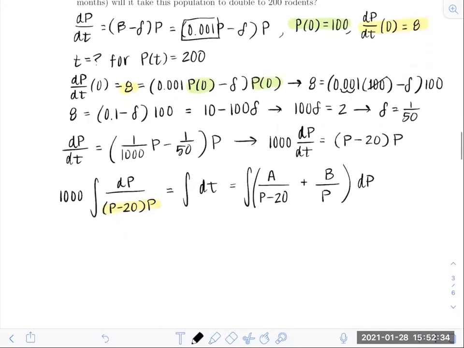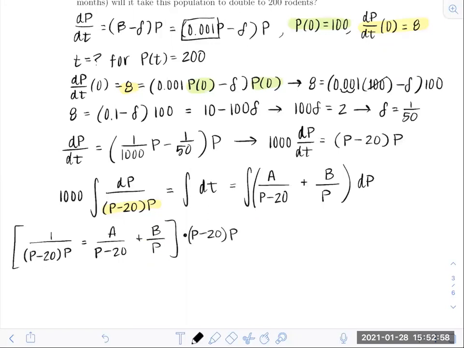And so now what I'd like to do is equate the integrands. That is 1 over p minus 20 times p equals A over p minus 20 plus B over p. And to simplify this and solve for A and B, I'm going to multiply both sides by that common denominator, p minus 20 times p. And so that leaves me with a 1 on the left and Ap plus B times p minus 20 on the right. And so choose convenient values for p to solve for A and B.